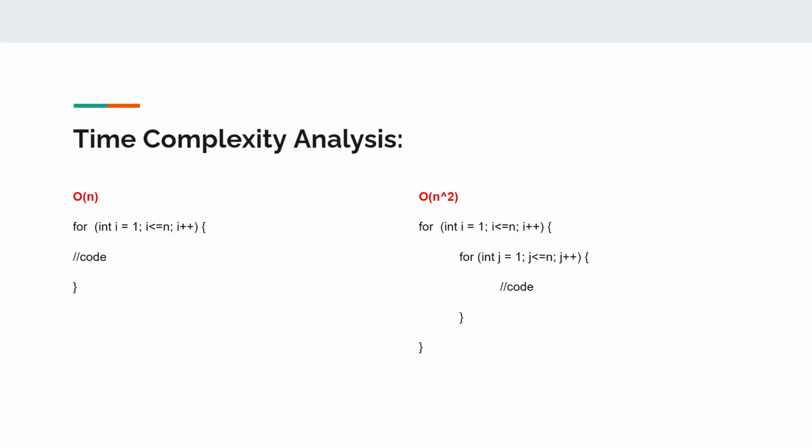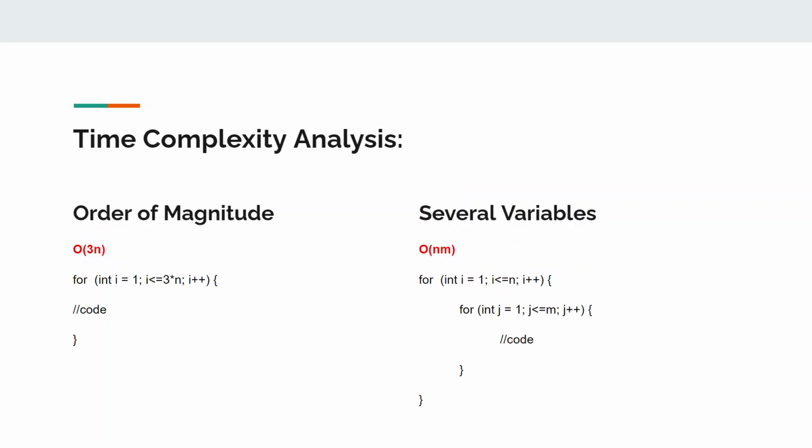Suppose we have nested for loops. The first one starts from 1 to n, and the second one also starts from 1 to n, but it is nested inside the other loop. So the time complexity will be n square. Okay. Another example is order of magnitude. Suppose you have a for loop with the limiting condition as 3 into n, actually 3n. Then the time complexity changes to O of 3n.